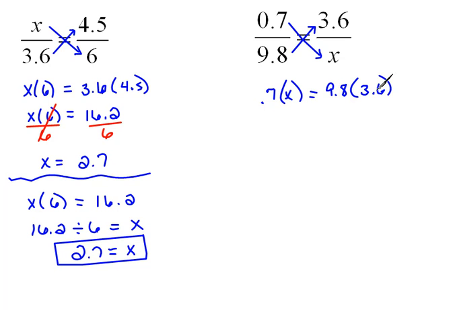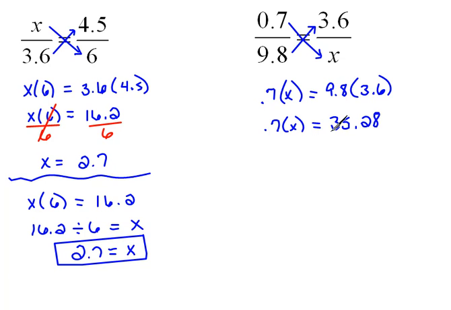So again, we're going to clean up what we can. We can go ahead and do this multiplication. So that would be 0.7 times x equals, and then we're going to have to use our calculator, or you could come out to the side and do 9.8 times 3.6, but that would be 35.28.